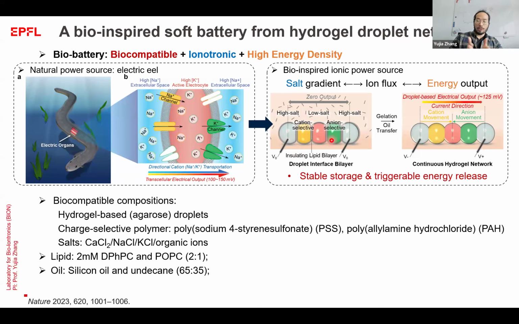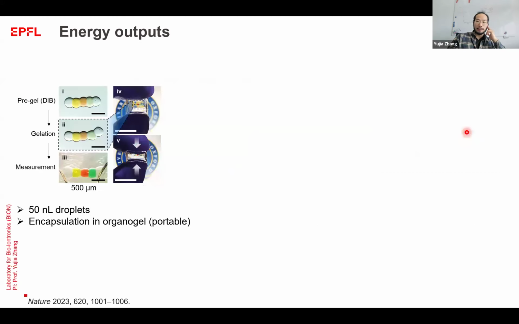And when we want to use this battery to generate output powers, we can trigger the gelation and immediately the output is on. So it's like a switch from off to on. It's like a triggering process.